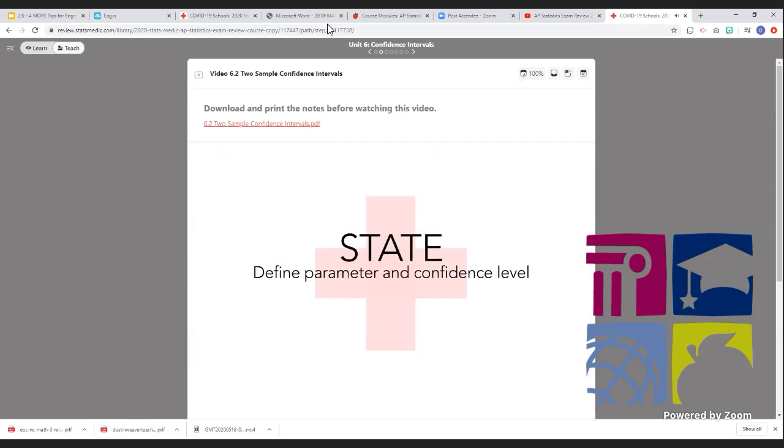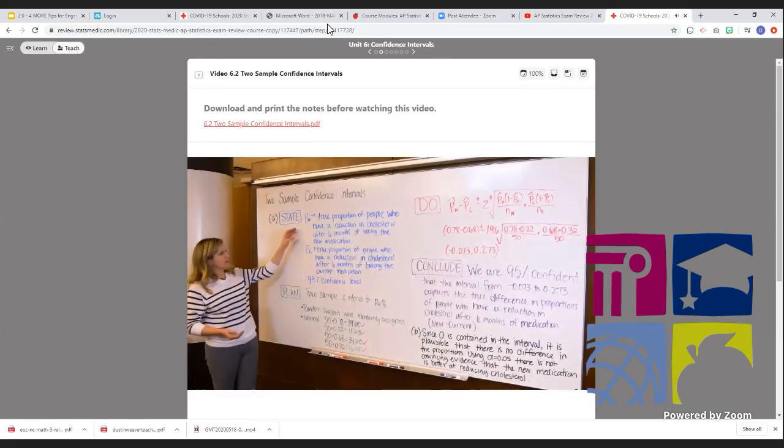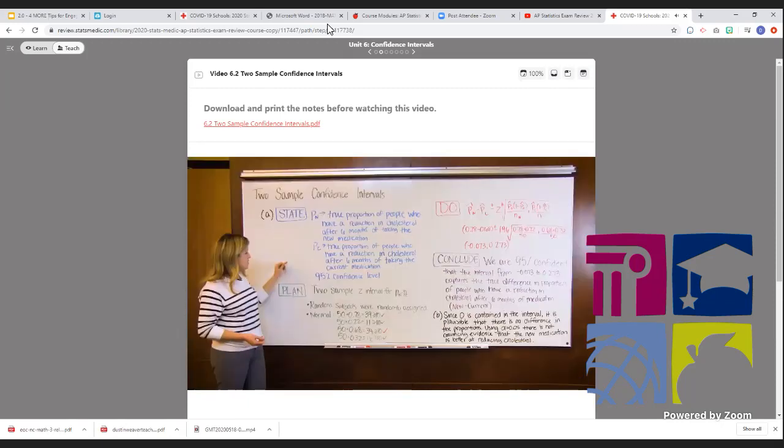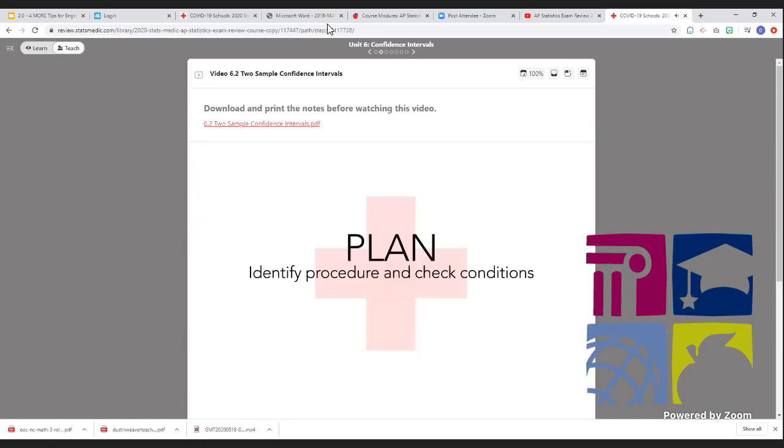In the state portion, we need to identify our parameter. So when I identified my parameter, I identified both proportions separately, and then you also need to identify the 95% confidence level. So in the plan portion, I'm going to start by identifying my procedure.